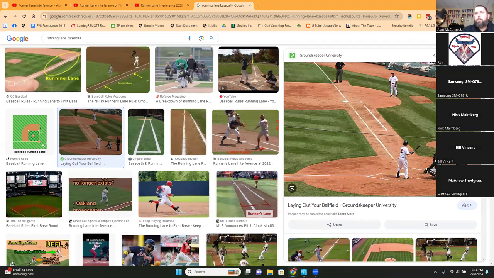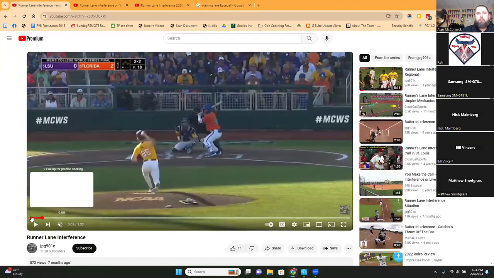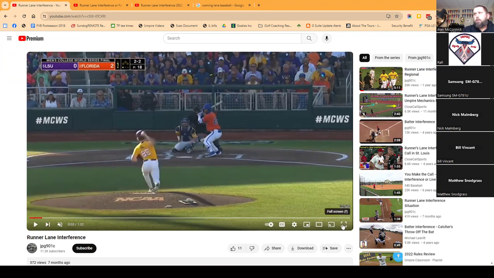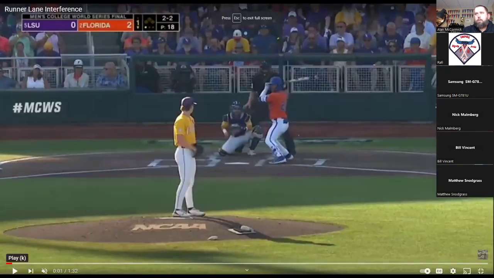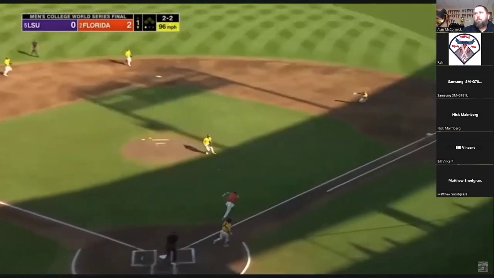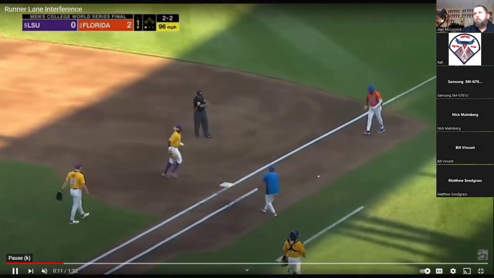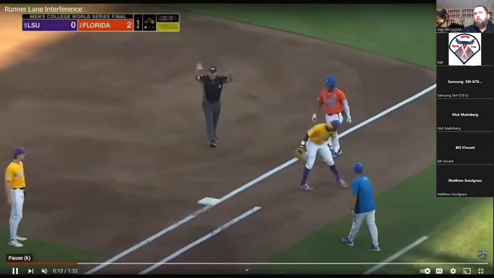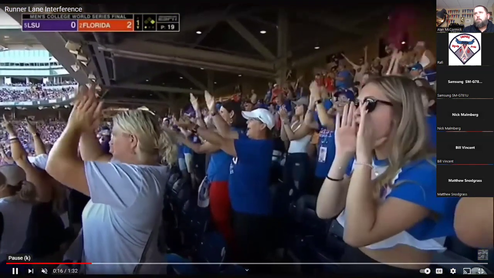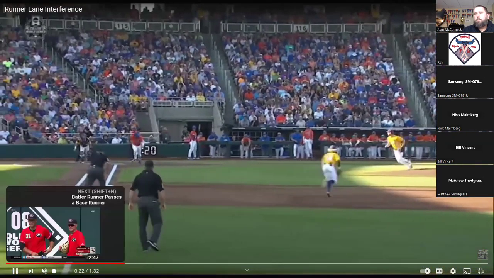All right, any questions before we jump into some plays on this? All right, we'll go ahead and watch a couple plays here. Get a replay on this. This is actually a good look at this.